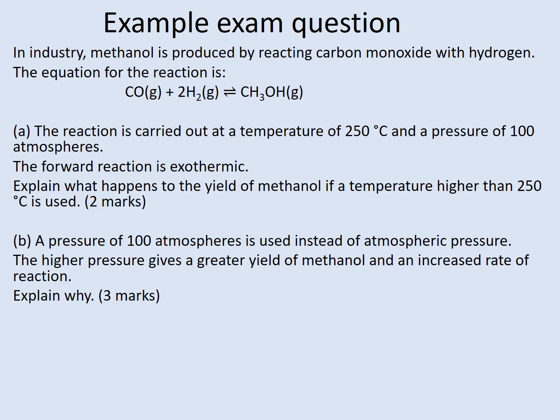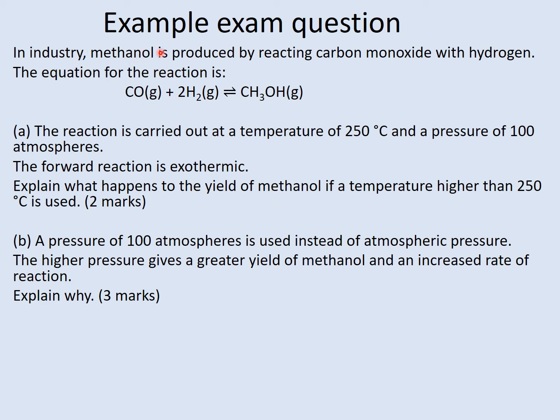Okay, so what we're going to look at now is a typical exam question. Like I said, this stuff is one of a very small number of things that are higher tier only on paper 2. There's much more higher tier stuff on paper 1, but because there's only a small number of things that are higher tier only on paper 2, you can pretty much guarantee they're going to come up. Right, so there we go.